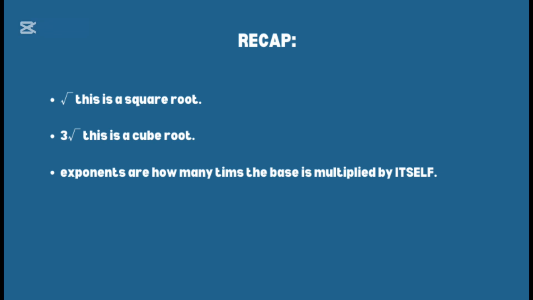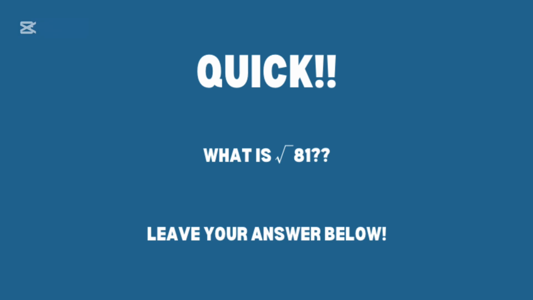Okay guys, quick recap on what we've learned this lesson. The radical sign with nothing in front is a square root. A radical sign with a 3 on top is called a cube root. And exponents are how many times the base is multiplied by itself. And hopefully you've also taken a screenshot of the perfect roots and tried to memorize them. Quick! What's the square root of 81? Leave your answers below, guys.